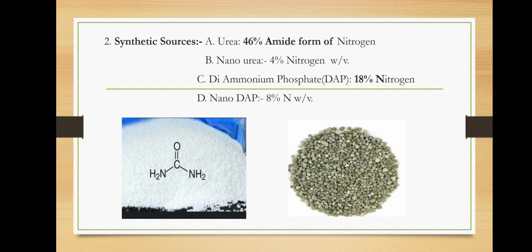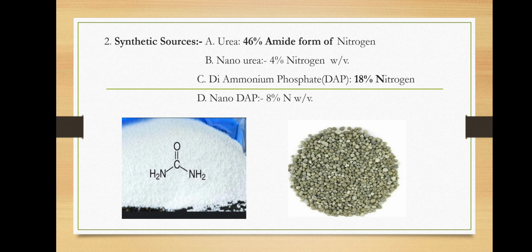When we go to synthetic sources, those are urea, nano urea, diammonium phosphate, and nano DAP. These are the different sources which are booming nowadays. The first synthetic source is urea. In that, 46% nitrogen in amide form is present. Nitrogen may be in nitrate form, ammonium form, or nitrite form, but in urea 46% of the nitrogen is in amide form.